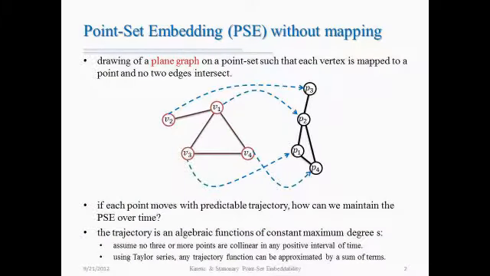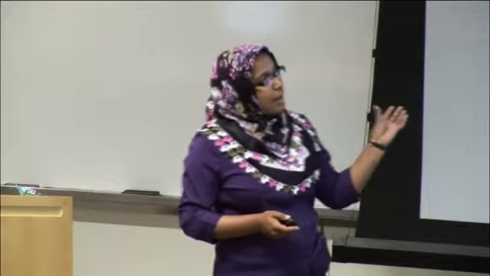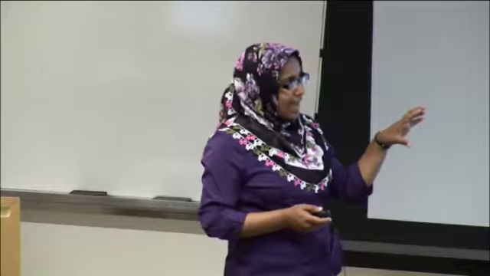So we all know what a point-set embedding is on a stationary point set. You have a set of points that do not move, and you have a graph, and you have to map the vertices of the graph onto this point set and draw the edges in a way that no two edges cross. So we map the vertices here and then draw the edges. So that's an embedding of this plane graph.